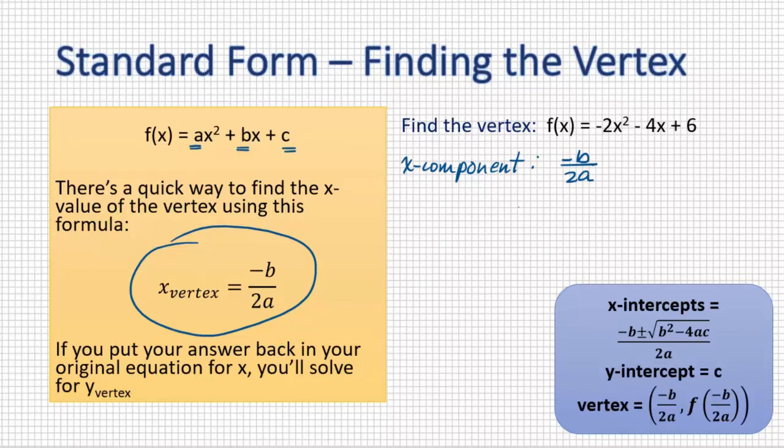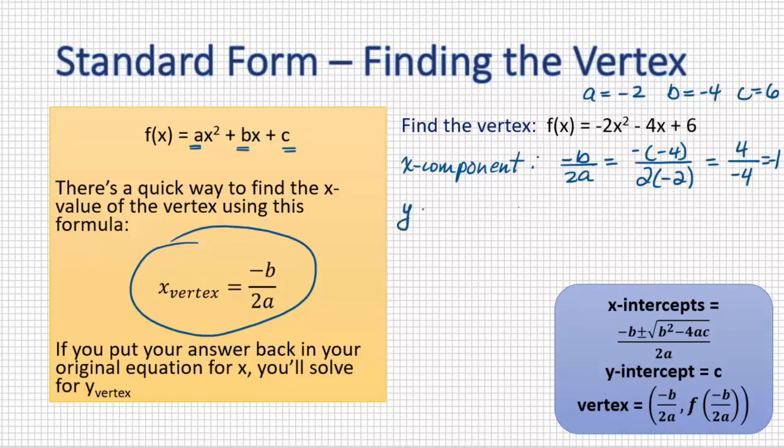For our equation, f of x is equal to negative 2x squared minus 4x plus 6, the coefficient of the x squared term, or a, is negative 2. The coefficient of the x term, or b, is negative 4, and our constant, or c, is positive 6. So negative b over 2a in our case is negative 4 divided by 2 times negative 2. That leaves us with a positive 4 in the numerator and a negative 4, which gives us negative 1.